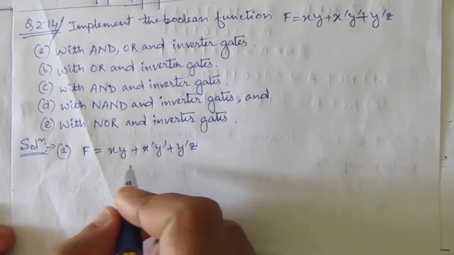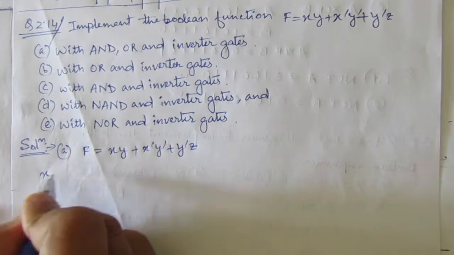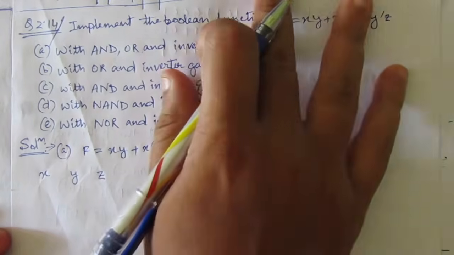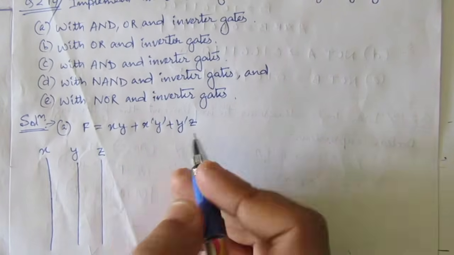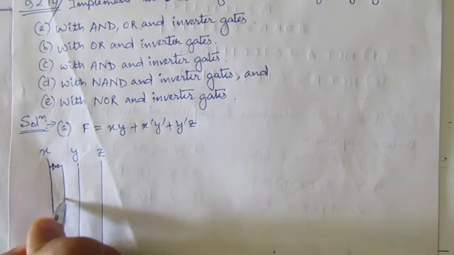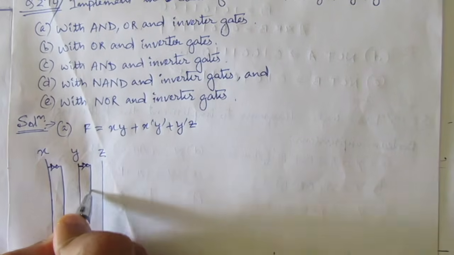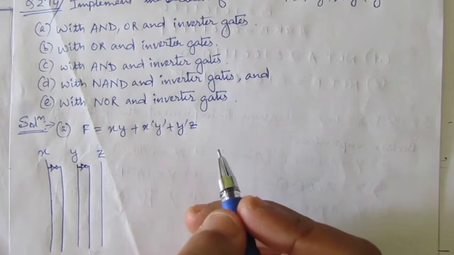Here we can see that we have three input variables x, y and z, so we have three input lines. We have x bar and y bar, and no z bar. So we have to use an inverter here to get x bar. We will use another inverter and we will get y bar on this line. So now let us draw this logic diagram.